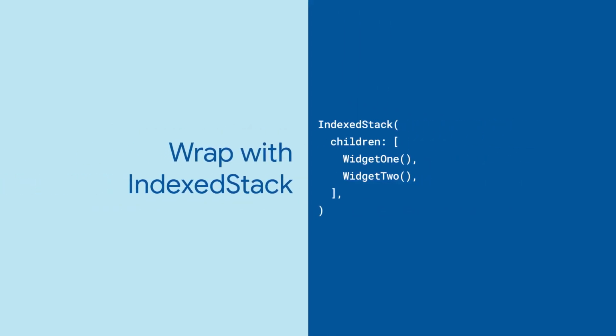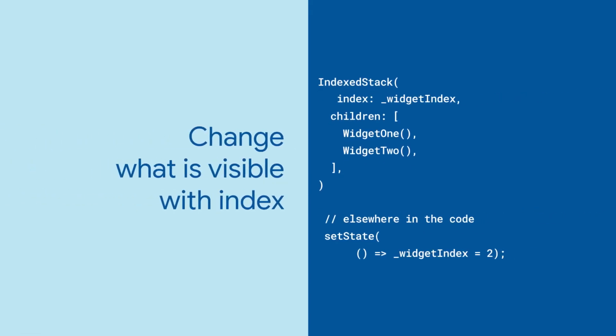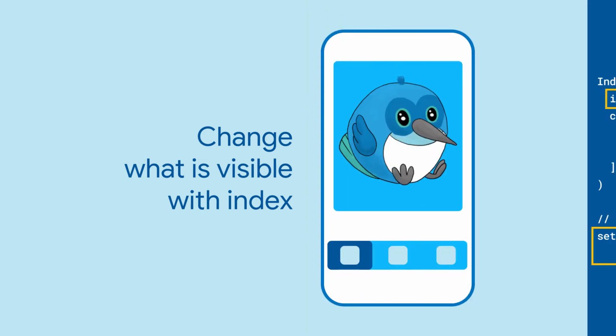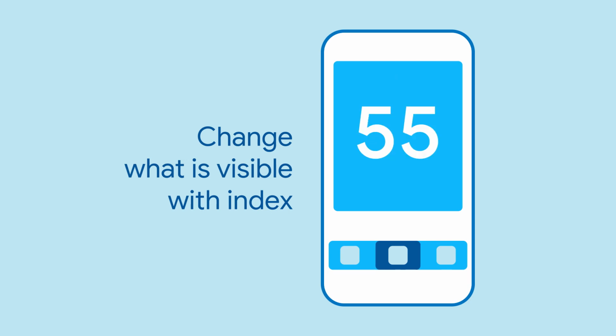To use IndexedStack, simply wrap the list of widgets you want to switch between in an IndexedStack widget. Then, add an index parameter with a variable that can be changed with something like setState. And that's all there is to it. Now you can switch between widgets with ease.